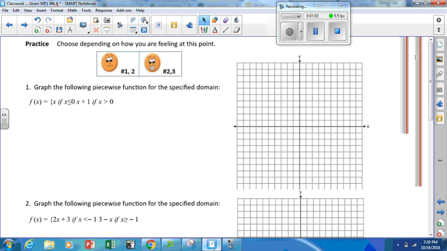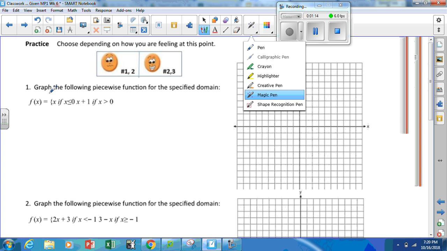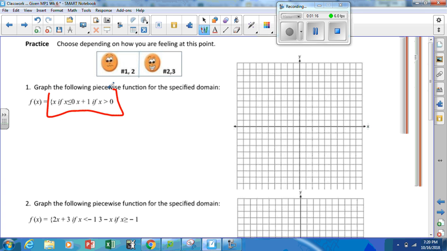Last 3 questions to consider. Now, this is kind of written funny, but this is what you would see on a Regents question. So let me get my magic pen and let's look at it. It basically says that if I have a function x and it is less than or equal to 0, and I have another function x plus 1, and that's greater than 0, what is the graph going to look like?